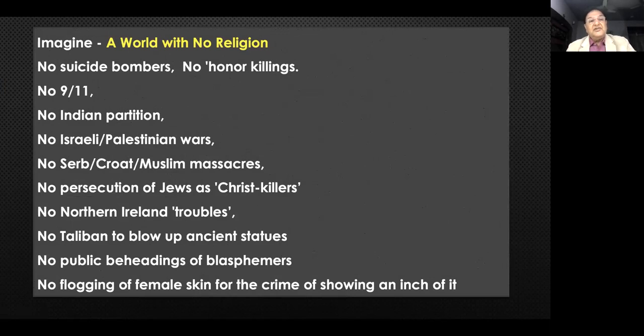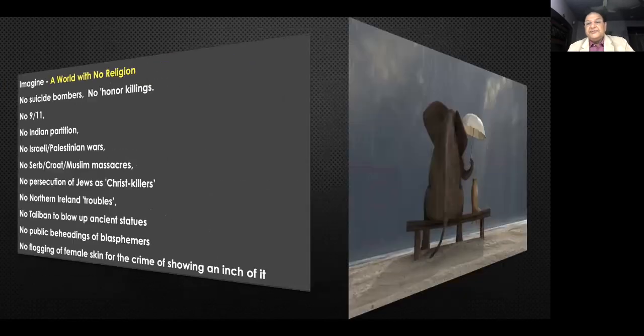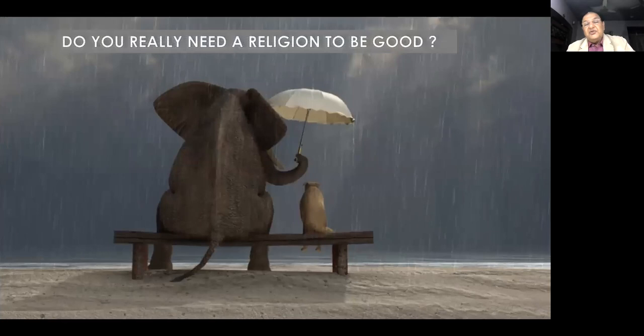Now, of course, he says imagine a world with no religion. There would be no suicide bombers, no honor killings, no 9/11, no Indian partition, no Israeli or Palestinian wars, no Serb, Croat, or Muslim massacres, no persecutions of Jews as Christ killers, no Northern Ireland troubles, no Taliban to blow up ancient statues, no public beheadings of blasphemers, and no flogging of female skin for the crime of showing an inch of it. So, if there was no religion in the world, perhaps the world would have been a better place to live in.